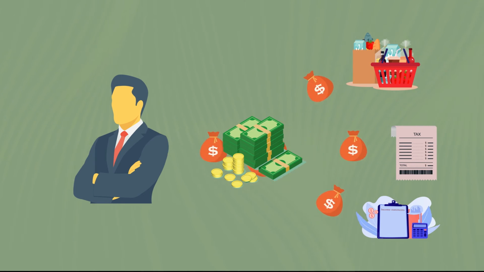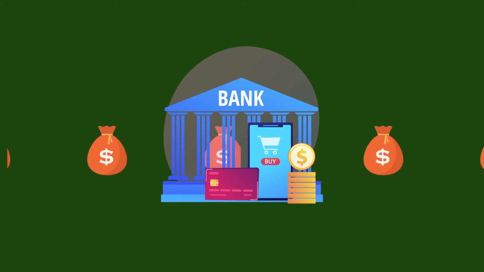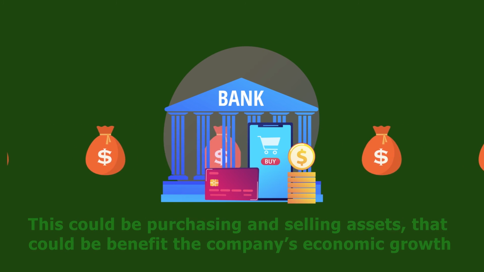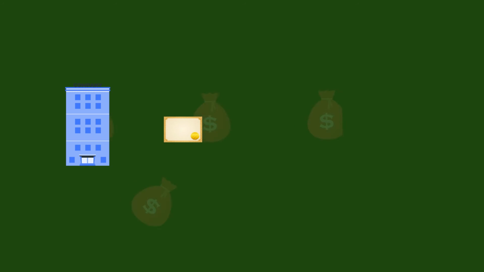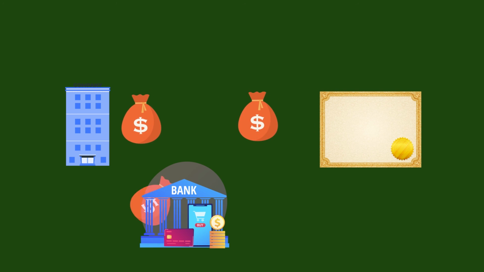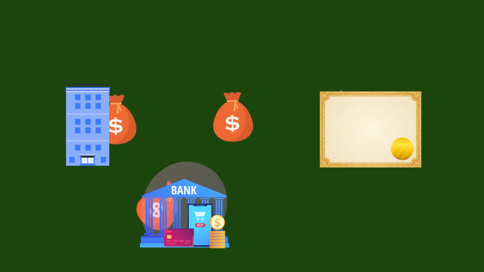Investment cash flows. As the name suggests, this is cash received or spent through investing activities. This could be purchasing and selling assets that could benefit the company's economic growth. Financing cash flows. This is cash received through debt or paid out as debt repayments. For example, a company would issue a stock that would pay down its debt, then repurchase shares. This maneuver would count as a financing cash flow.